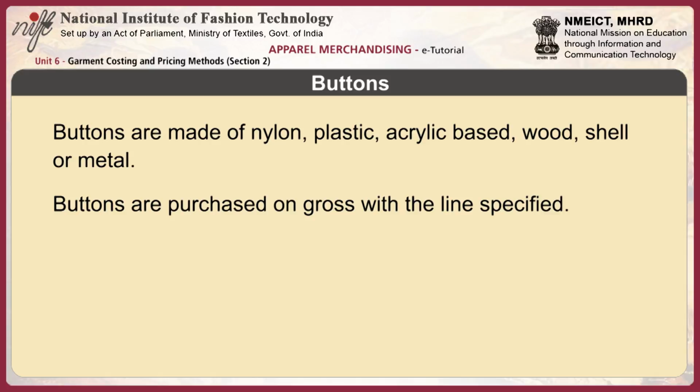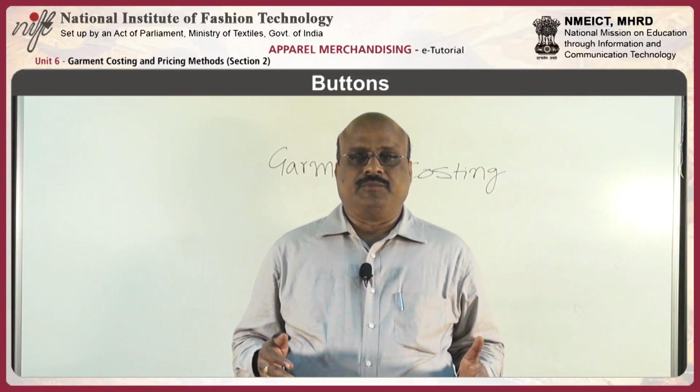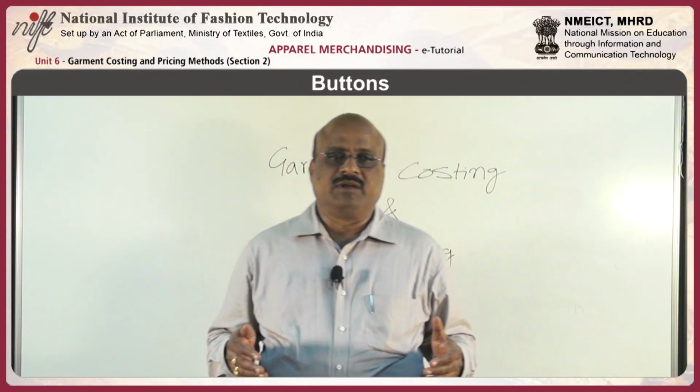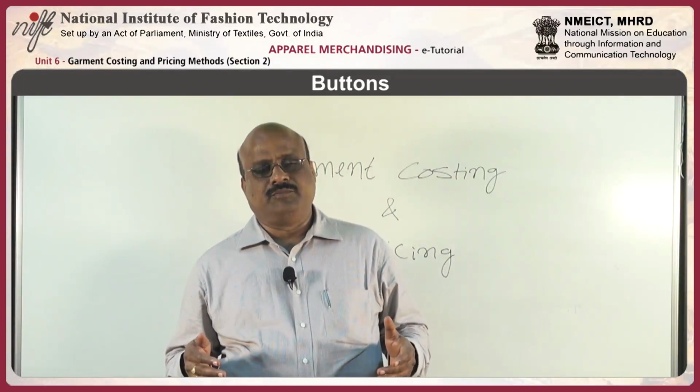Buttons are usually purchased in terms of gross. Generally, you have buttons available in 1 gross in 1 packet. So, 1 packet consists of 1 gross of buttons. 1 gross means 144 buttons, which is equal to 12 dozen. 1 dozen is equal to 12 buttons, so 12 dozen is equal to 144 buttons. So, 1 gross is nothing but a 12 dozen packet.